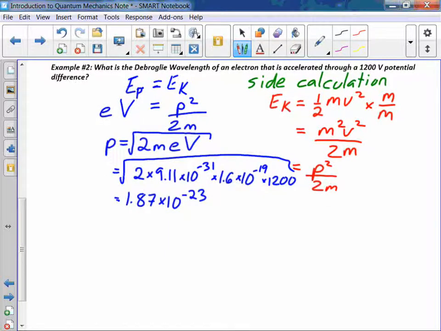Newtons per kilogram per second. Did you just make that up? No. Because momentum is mass times velocity, so it's kilogram meters per second.